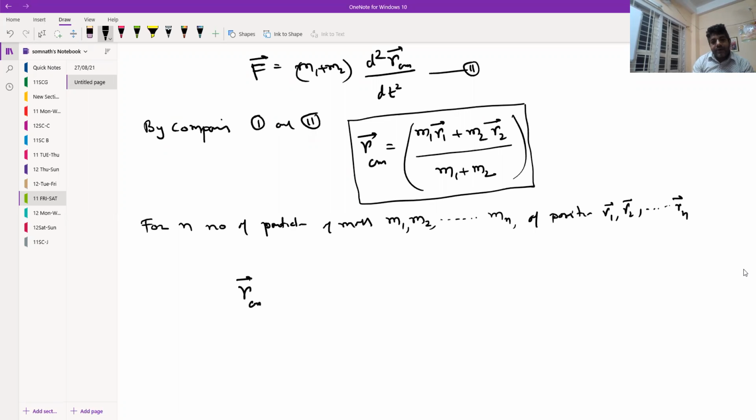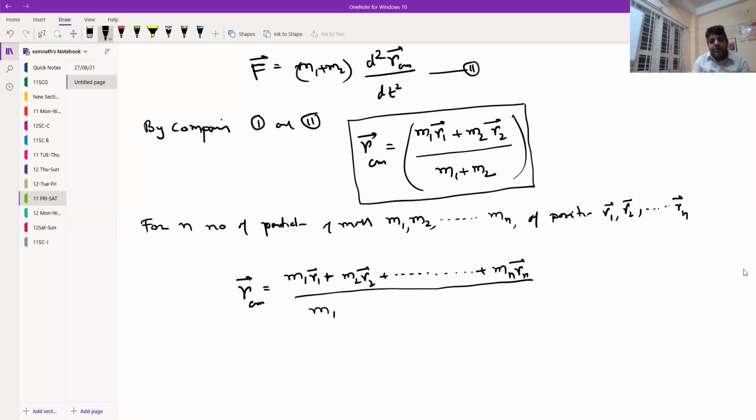So our center of mass is m1 R1 plus m2 R2 dot dot dot plus mn Rn, divided by m1 plus m2 dot dot dot plus mn. Okay, everyone? Done, everyone?